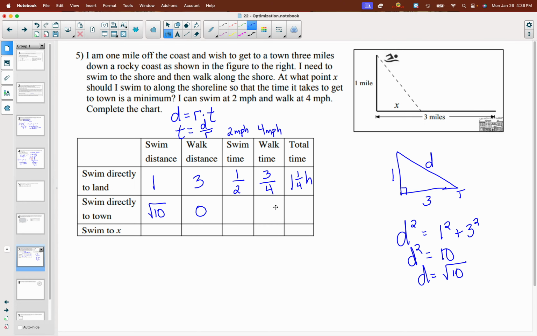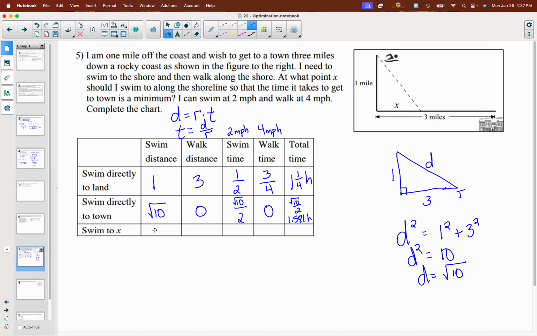My swimming time would be the swimming distance, the square root of 10, over 2 miles per hour. My walking time would be 0 over 4, which is still 0. So my total time would be the square root of 10 over 2, which is about 1.581 hours. Okay, so now let's think about, well, what if we swim to X?